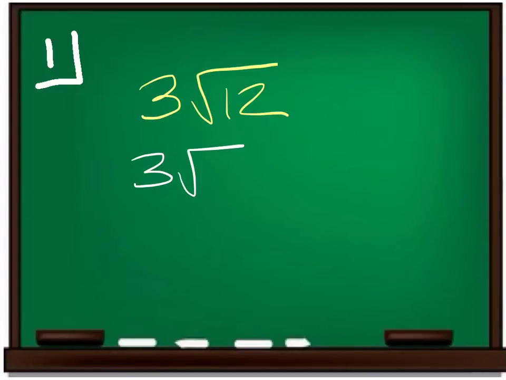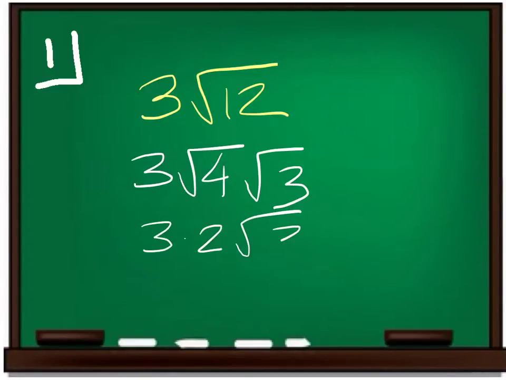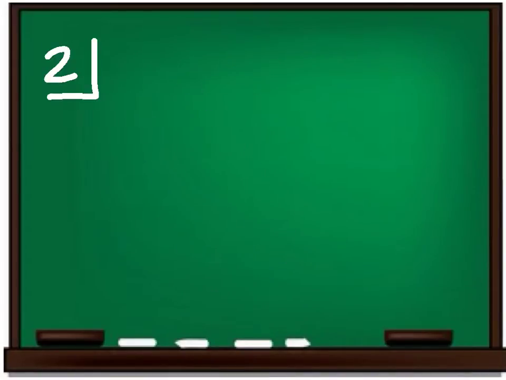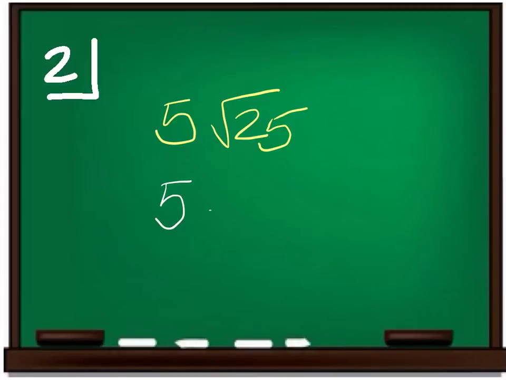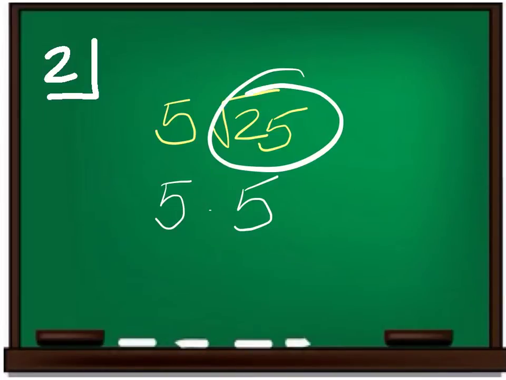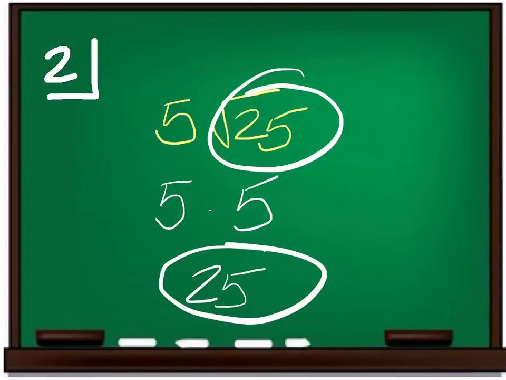This one breaks up as 4 and 3. 3 times 2 square root of 3 is 6 square root of 3. Alright, this one breaks up as simply 5. That's a perfect square for 25. 5 times 5 is 25.